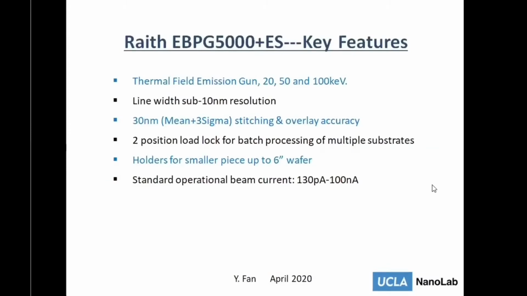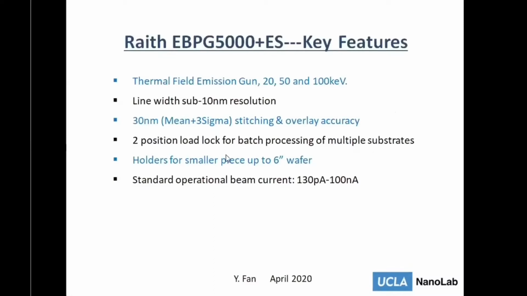So first, the gun source is the thermal field emission gun, and theoretically it can be handled at 20, 50, and 100 kilovolt. But mostly nowadays we just fix 100. With that, we get sub-10 nanometer resolution, which I will also show you some pictures of later. And stitching and overlay accuracy, using the industry standard mean plus 3 sigma, is about 30 nanometer.